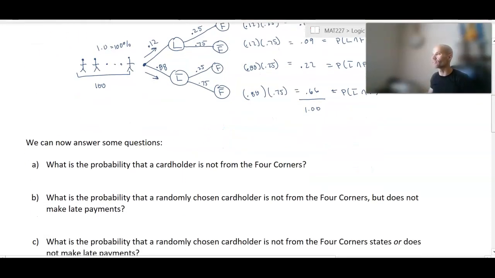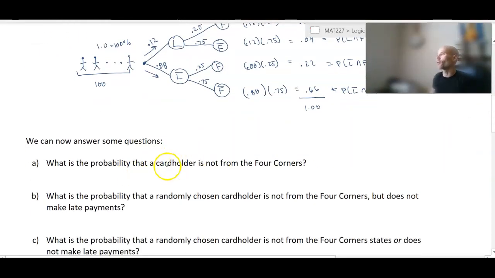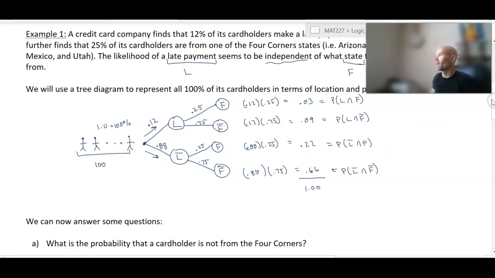Okay, let's answer some questions now. What is the probability that a cardholder is not from the four corners? Okay, not a trick question. Well, that's going to be 25%, right? Or 75%, because 25% are from the four corners, and then 75% are not.